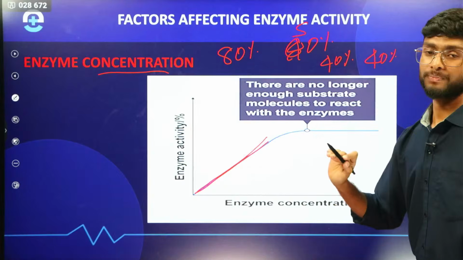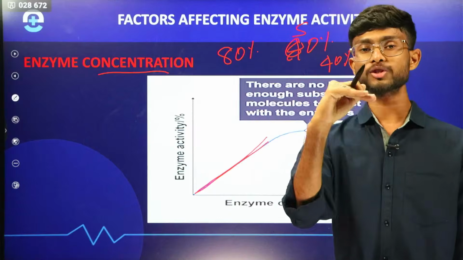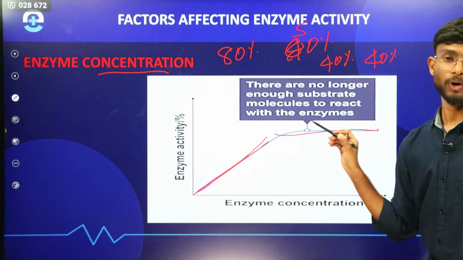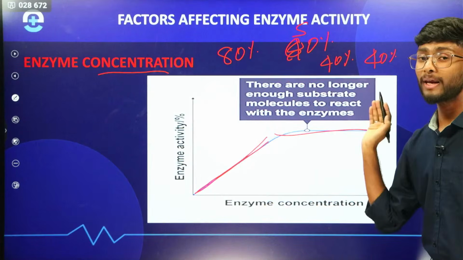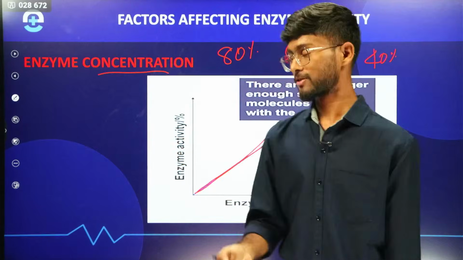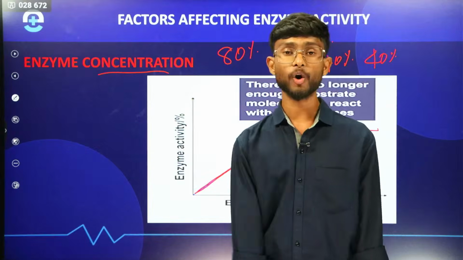At some point or some condition, it will stop, it will be saturated and give a linear curve. This graph is very important. You have to mention this graph while describing it in the test or exam. So enzyme activity depends on the enzyme concentration.